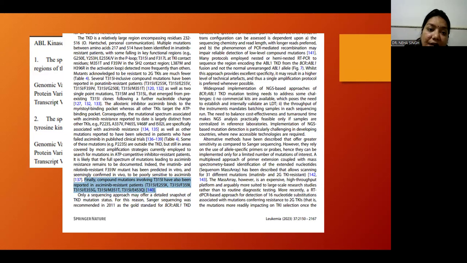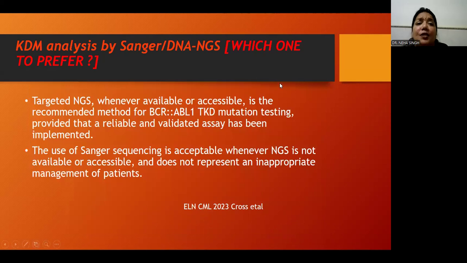So it is very important that you monitor the case well with RQ. You do the required analysis, KDM analysis, at the right time point. Otherwise, the management will falter. So now there can be a question: which modality is best to be used for KDM analysis? As far as the latest guidelines are concerned, if you have a reliable and validated NGS assay, that is best. But if you do not have that setup, the use of Sanger sequencing is also acceptable and does not represent an inappropriate management of patients.